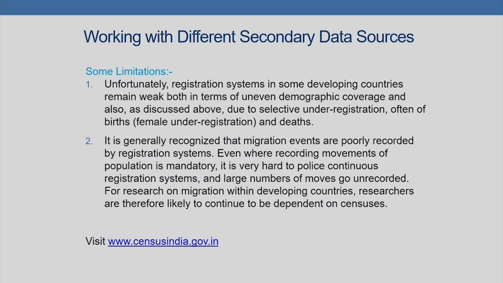These are some of the limitations of working with different secondary data sources. Registration systems in some developing countries remain weak, both in terms of uneven demographic coverage and also due to selective under-registration, often of births and deaths. It is interesting that when we look at the NSSO data, for example, often you would see that the northeast of India is excluded, citing various problems of unreachability in these locations to be able to carry out surveys. And these are some of the limitations of using secondary data.